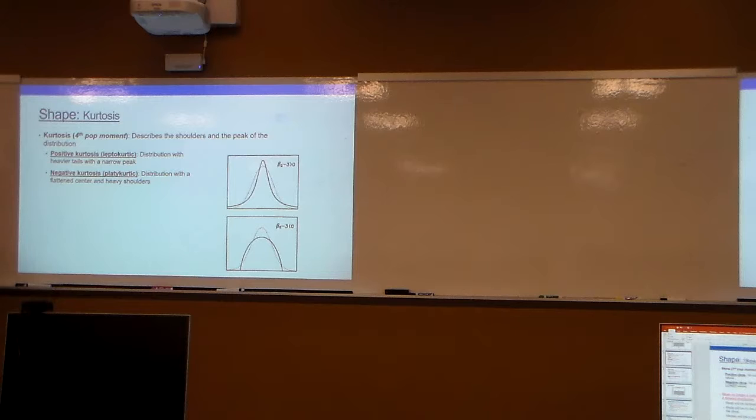Our kurtosis, this is our fourth population moment. Kurtosis is talking about the shoulders or the peak of the distribution. So our positive kurtosis, it's leptokurtic. You can talk about things as leptokurtic if you want to be fancy, or you can just talk about positive kurtosis. I don't care however you want to do it. But what we've got here is a distribution with heavier tails and a narrow peak. Okay? What's a classic leptokurtic distribution?